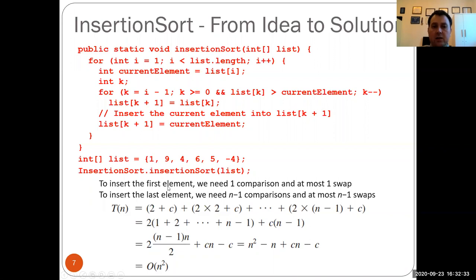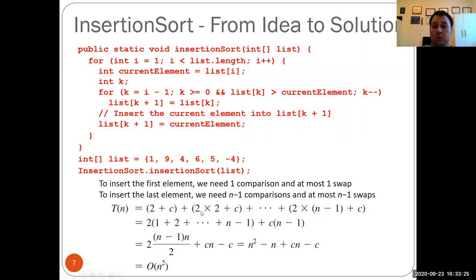In the case that we need to insert the first element in sorted order, we basically need one comparison and one swap. For the last element, if it's the smallest element like we had in the case of one, we basically have to compare it with every element one by one from the end to the beginning and swap all of those elements one position to the right. So for the last element in the worst case, we would need n minus one comparisons and n minus one swaps. So the time that insertion sort takes in the worst case would be 2 for the first element needing to be moved, 2 plus a constant time to do those operations.